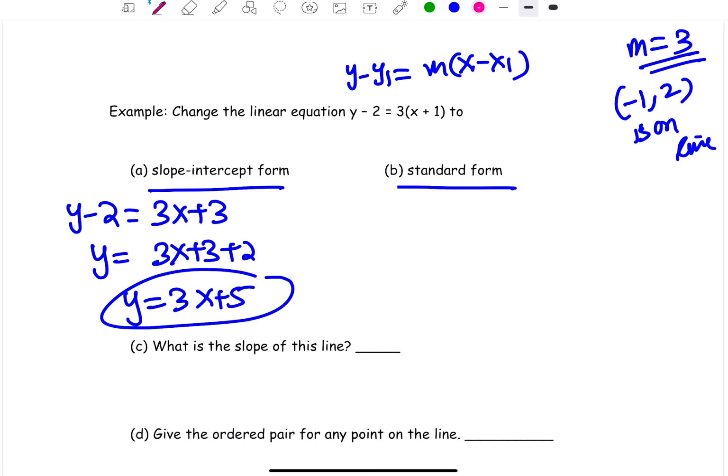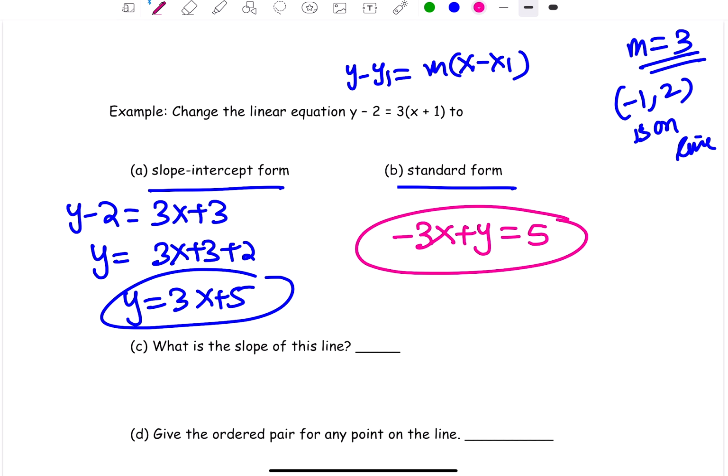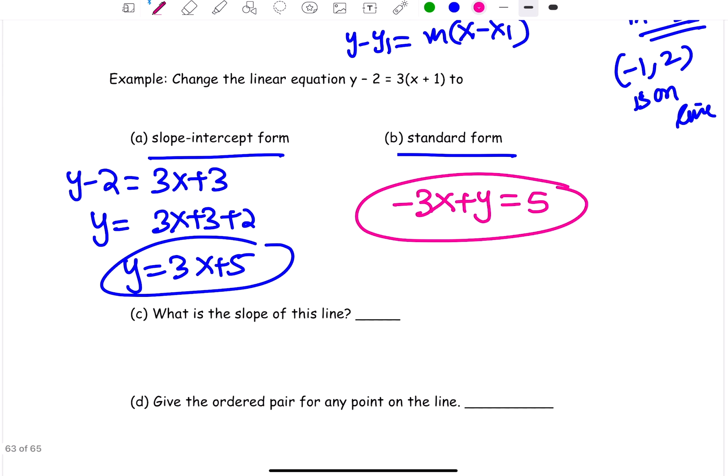Now if we were to write it in the standard form, we bring x and y together on one side. -3x plus y equals 5 would be standard form. We could write it as y minus 3x equals 5 as well. Slope of this line is 3. It's not -3, because here we are not looking at a slope, since we don't have y by itself yet.